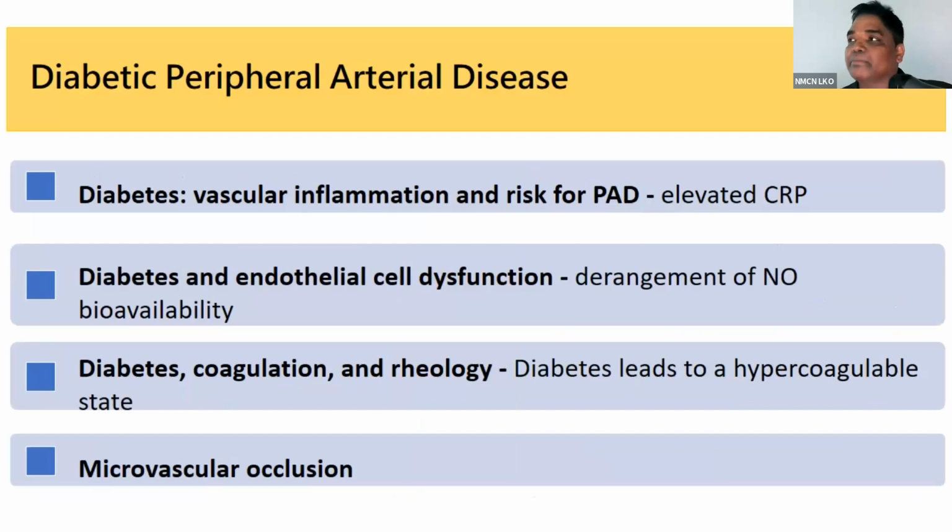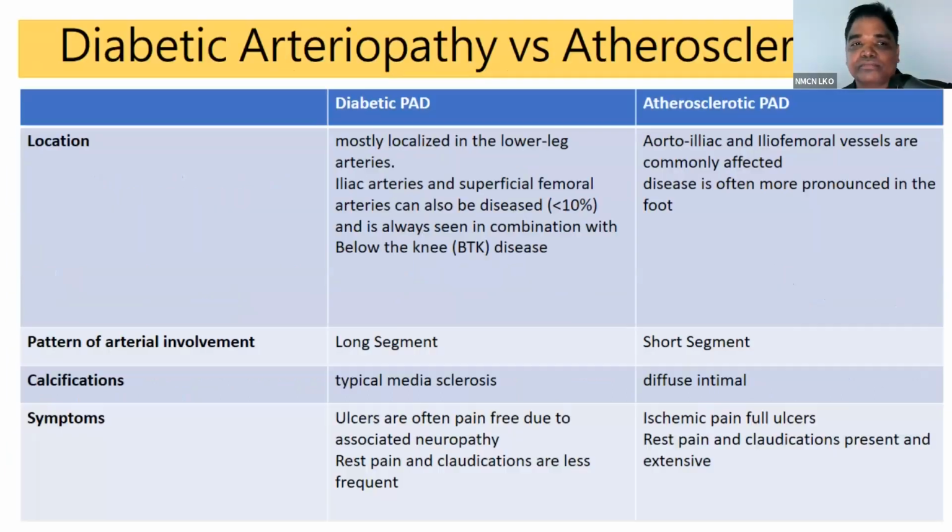So diabetic peripheral vascular disease is characterized by vascular inflammation, which is a risk factor for peripheral arterial disease and is associated with elevated CRP. Diabetes also causes endothelial cell dysfunction. So there's derangement of nitric oxide bioavailability at the vascular level. And diabetes also leads to a hypercoagulable state, which results in microvascular occlusions.